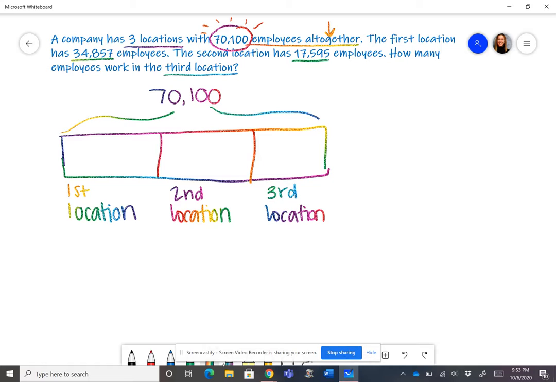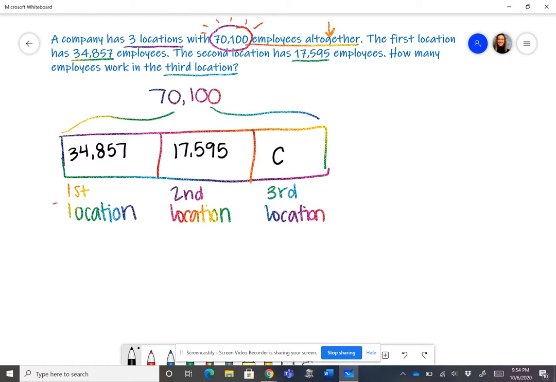Okay, so my first location here. How many employees worked at that first location? You're right, 34,857. In our second location, you got it, 17,595. Do I know how many is working in my third location? Nope, not yet. I can use a variable. I'm going to label that as C this time.